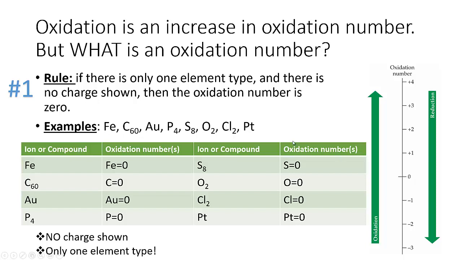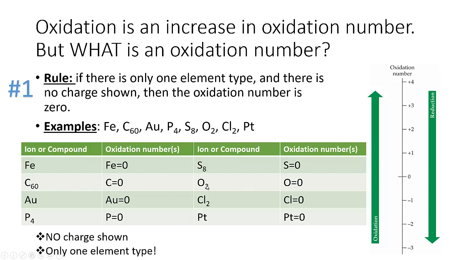So our first rule is if there's only one type of element and there's no charge shown, that means you don't see anything written above here. I don't see a +1, a +2, a -2, any of that. Then the oxidation number has to be 0. So iron, nothing is written, has to be 0. C60, that's a little trickier. There's 60 of them. Sometimes you might be saying, oh, well, maybe there's all kinds of oxidation numbers. No, there's one element. All that's in C60 is carbon. And there's no charge shown. Therefore, each carbon inside of this, all 60 of them, each has an oxidation number of 0.